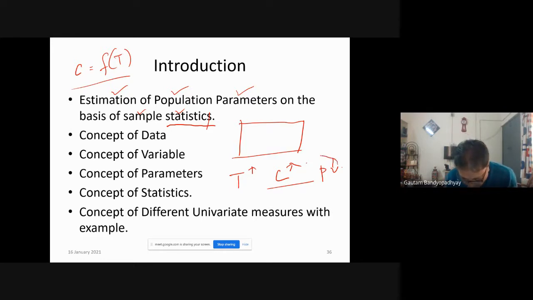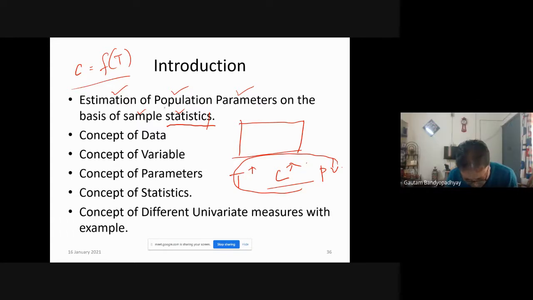So for this, to minimize cost and to minimize time, we definitely need statistics. And statistics is basically based on some sample, that is, some data. And these data come from some population, actually from your domain of interest.